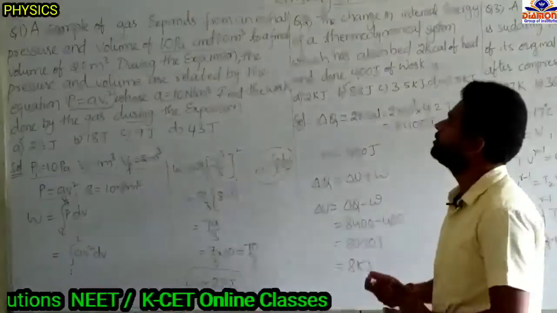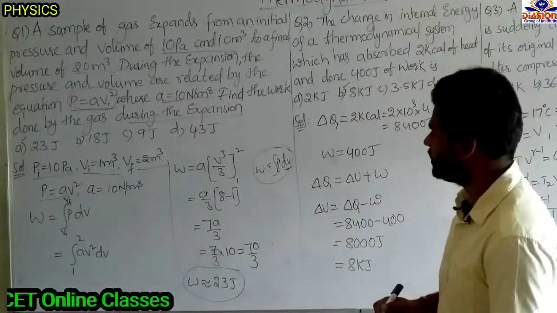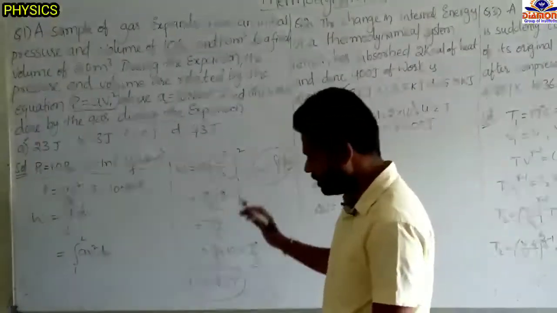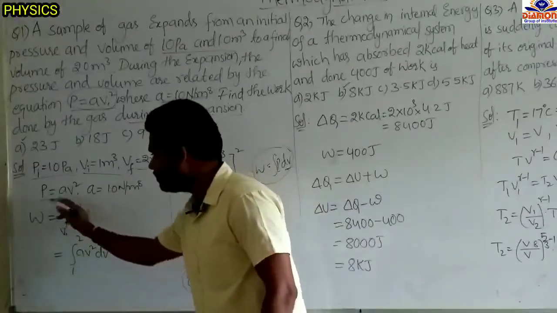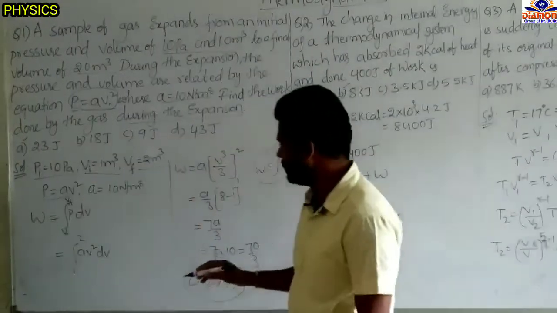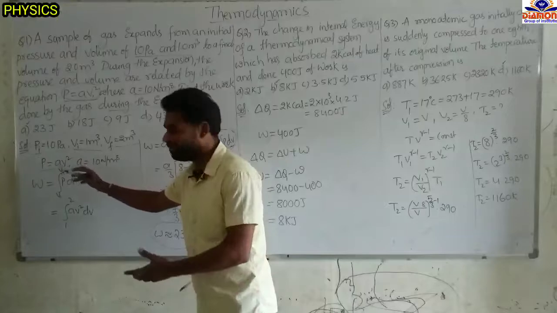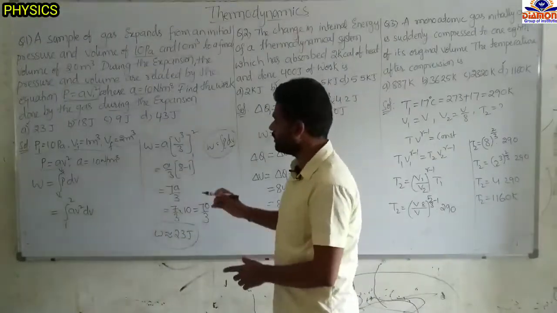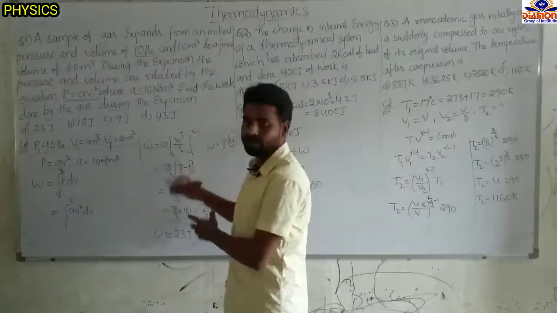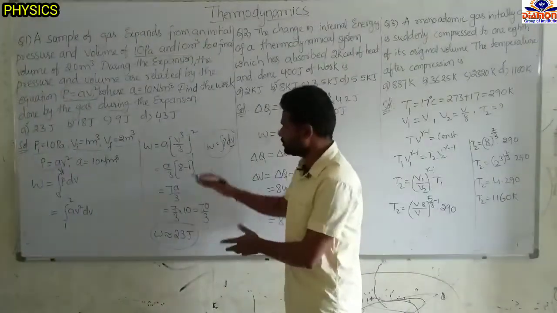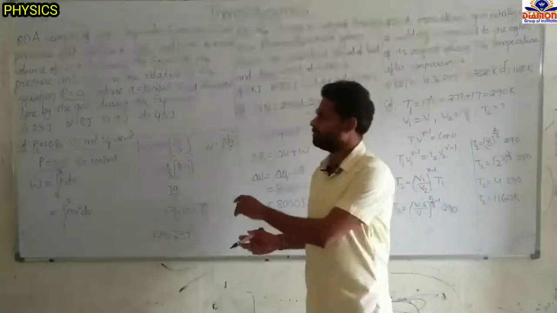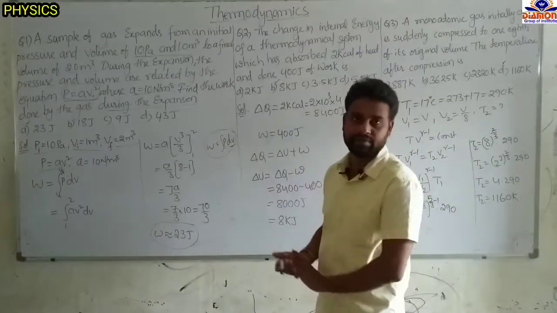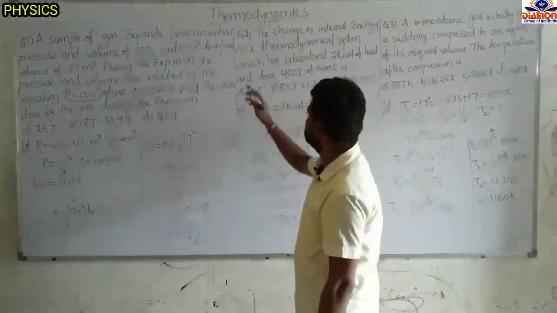Next see the second question. So this is the way. First we have to write down the work done formula, and next substitute the relationship given, do the integration from initial volume to final volume, substitute, and we will get the answer. This is the way to solve the question. This type of question is very important.